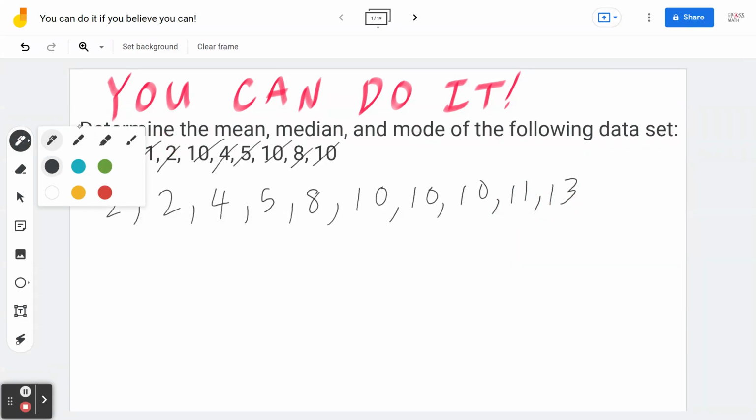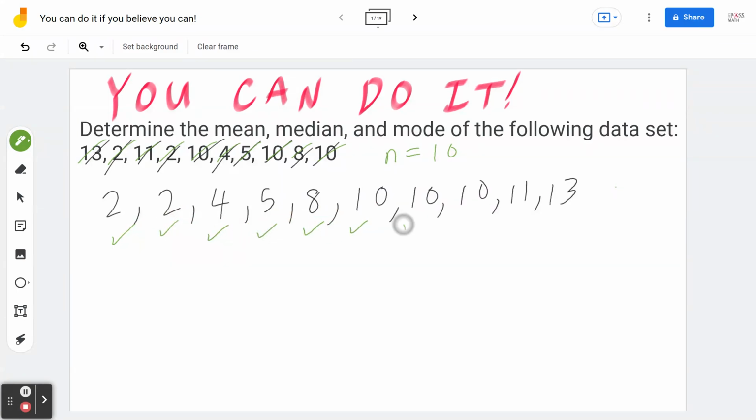Now, what I like to do is to double check just by counting the number of terms, which are basically 1, 2, 3, 4, 5, 6, 7, 8, 9, and 10. So n is going to be 10. Then I count 1, 2, 3, 4, 5, 6, 7, 8, 9, 10 to double check that I copied it correctly.